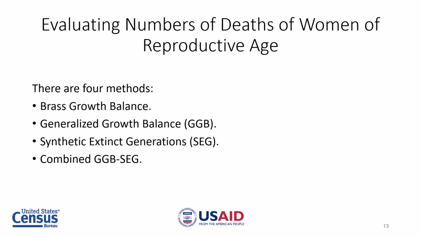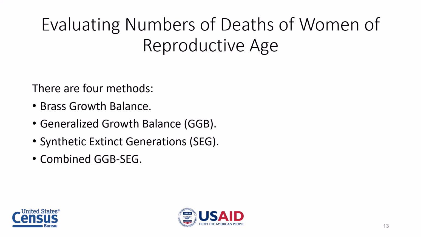There are 4 methods that compare the distribution of death rates estimated from census data with death rates implied by the population distribution. These methods are the Brass Growth Balance method and its generalization, the General Growth Balance method, or GGB, the Synthetic Extinct Generations method, or SEG, and the Combined GGB-SEG method, which is the preferred method for evaluating death recording of women in reproductive age. In this episode, we start with the Brass Growth Balance method, and in the next episodes, we will cover the other 3 methods.